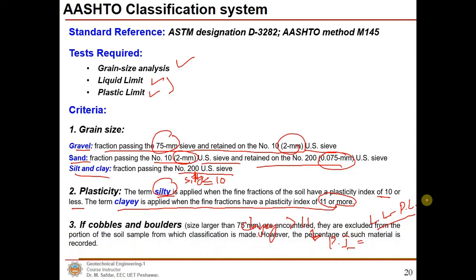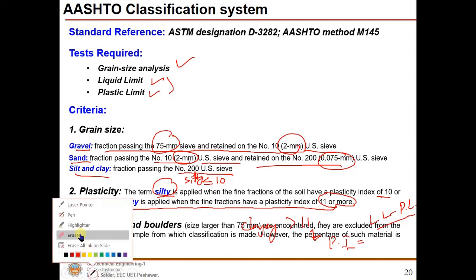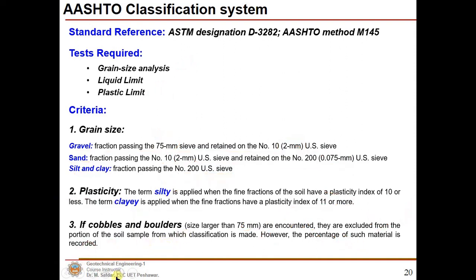Now, if cobbles and boulders are present, sizes larger than 75 millimeter are encountered, they are excluded from the portion of the soil sample from which classification is made. However, the percentage of such material is recorded.